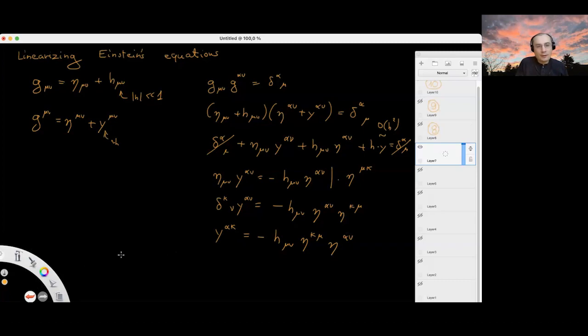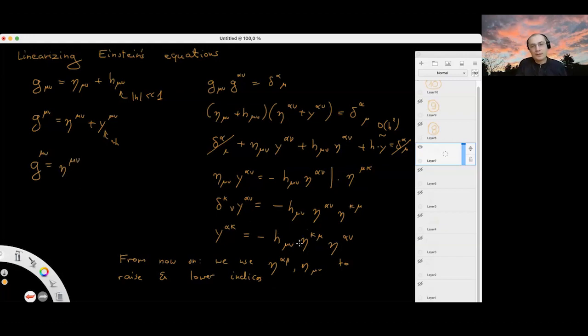Okay, from now on, we use η_αβ and η^μν to raise and lower indices. In that case, we simply see that g with upper indices μν is η with upper indices μν, and this thing here is just h with indices up. So the inverse metric is η minus h with raised indices.